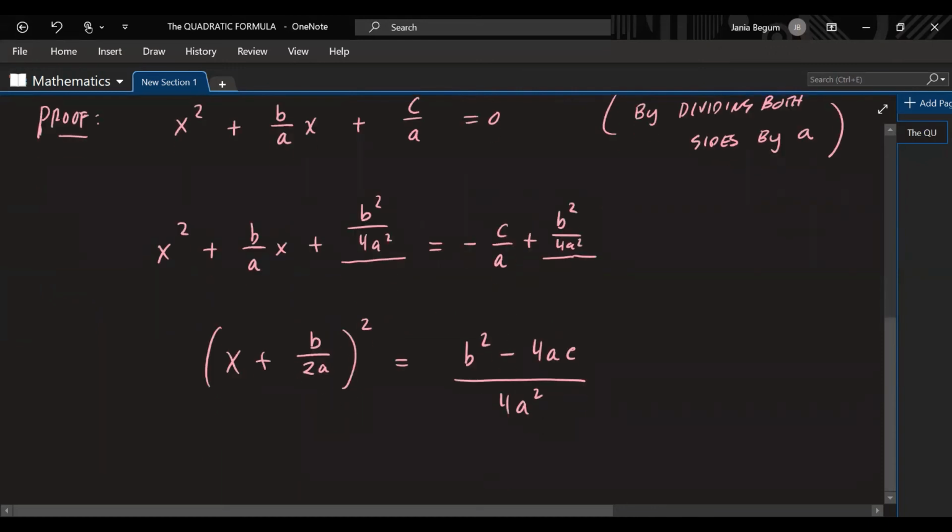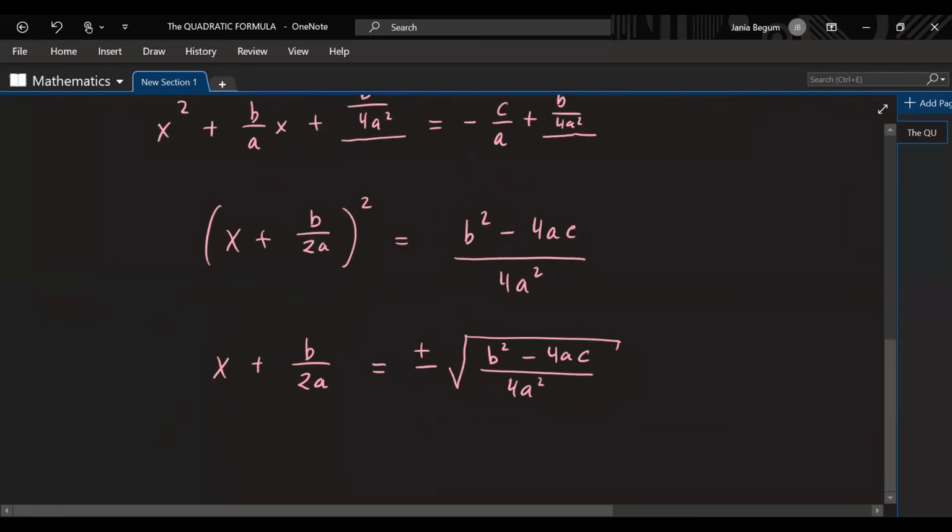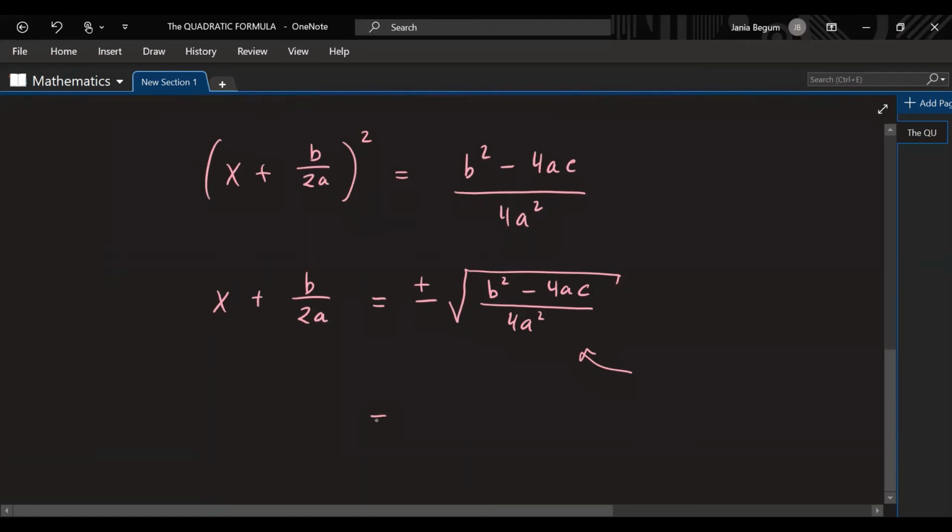Now to finally solve for x, we're going to take the square root of both sides. That will give us x plus b over 2a is equal to the square root of b squared minus 4ac over 4a squared. Don't forget the plus and minus. Now before I solve for x, I can simplify this expression a little bit more. Using the laws of radicals, we can split them up and simplify the denominator. That will give us plus and minus, on top, the square root of b squared minus 4ac, over 2a. I took the square root of 4a squared on the bottom. And on the left side, we still have x plus b over 2a.